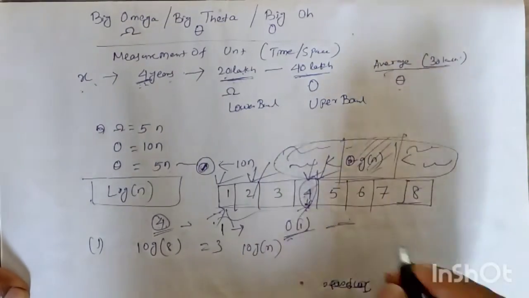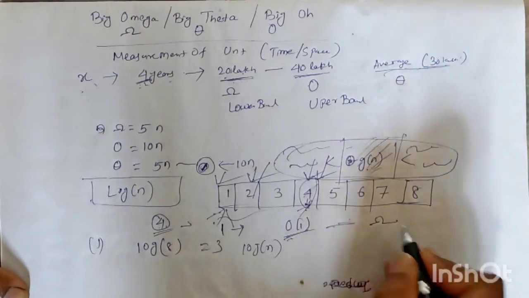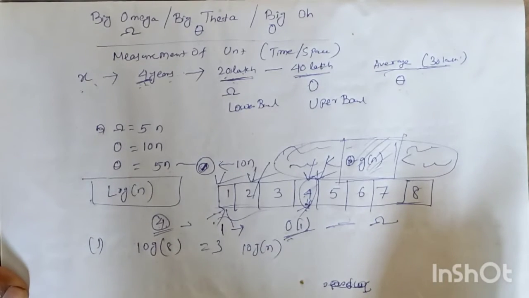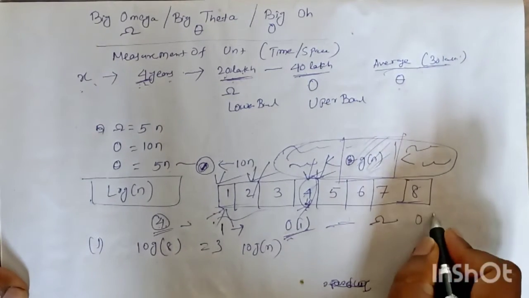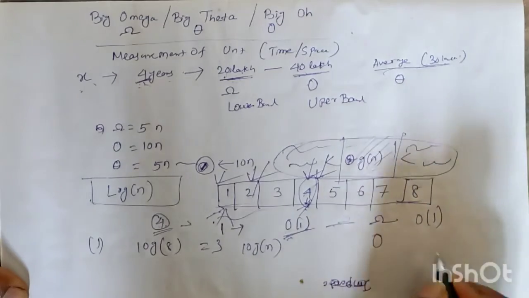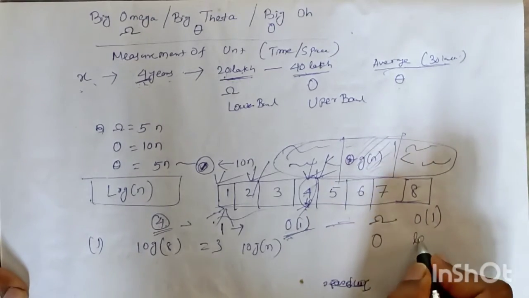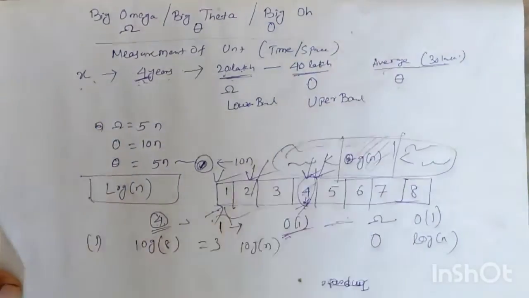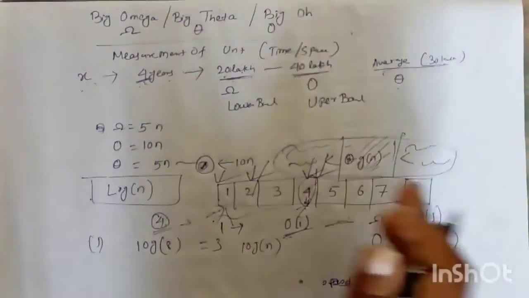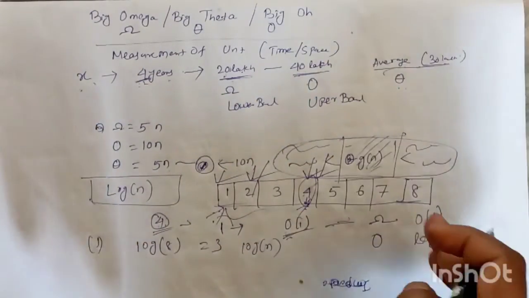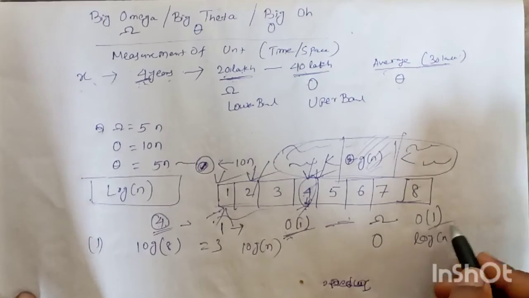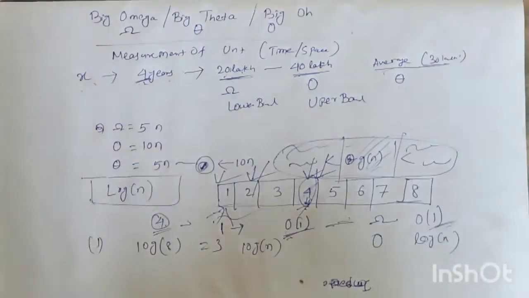So in this case, we can say the omega representation: omega is order of 1, worst case is log n, and all other operations can perform between these.